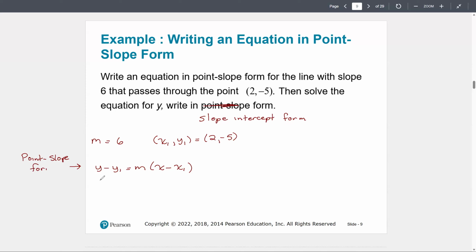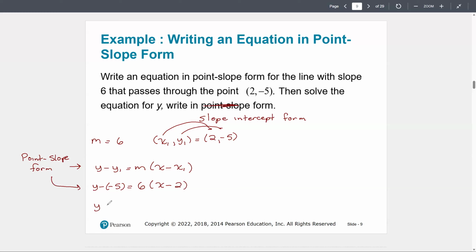That's the right form. I'll try to remember if your book said form or equation, because another one it says equation. So we have y. We know that y1 is going to be -5. We know m, my slope, is 6. And then we have x minus x1, and we know x1 is 2. So this is my point slope form.